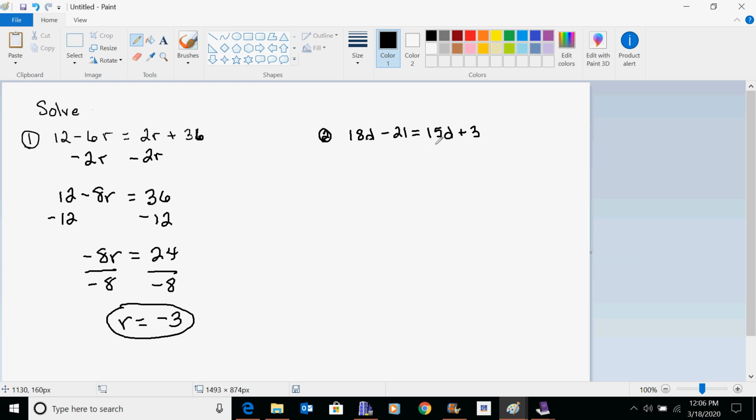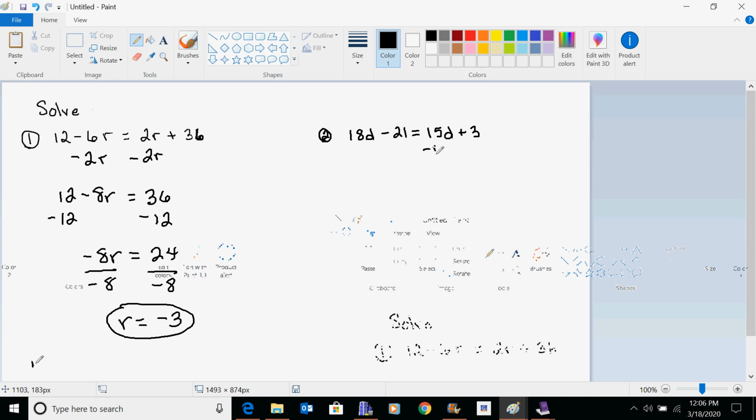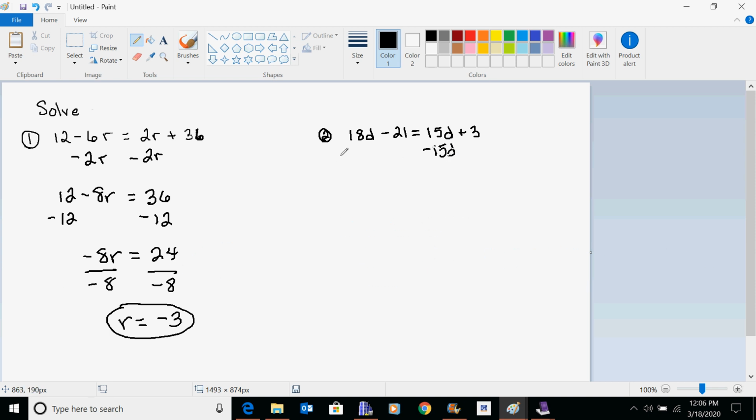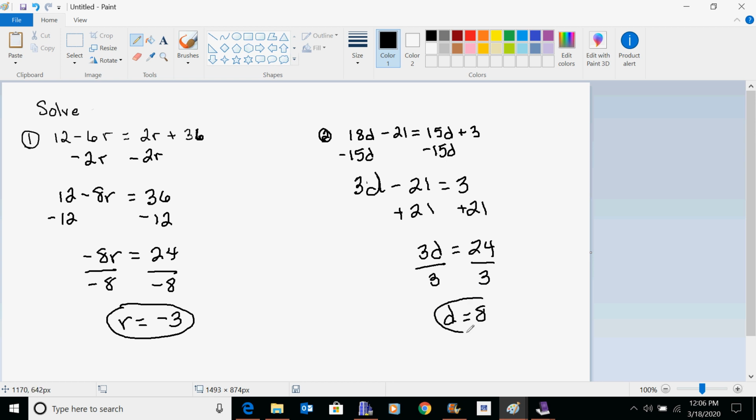We want to get the d on just one side, so I'm going to take away the 15d. That leaves us with 3d over here. Haha, 3d. Put on your glasses. I know, corny jokes. 3d minus 21 equals 3. Then you can add 21 to both sides. Everything always to both sides of an equals in algebra. So 3d equals 24. You can divide by 3 then, and d will equal 8. Watch your steps, take your time.